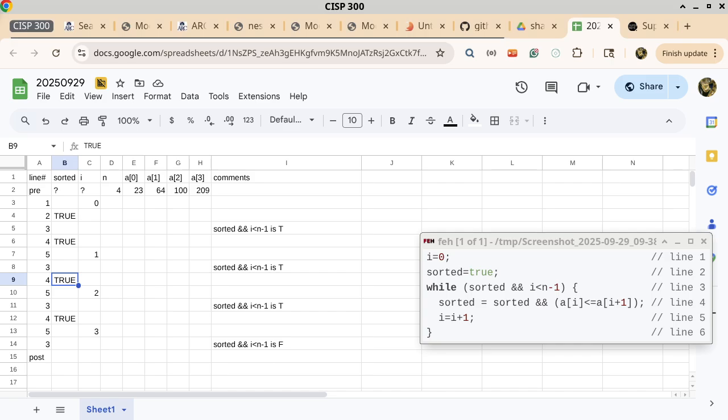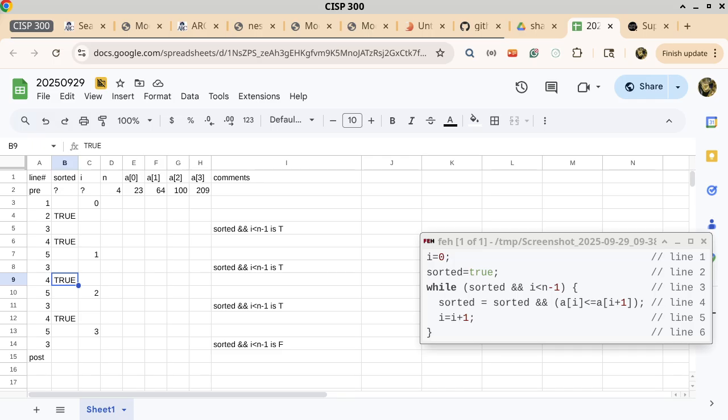We somehow figure out that true is the value of the right hand side of the equal, and then we store that into the variable named on the left hand side of the equal, which is sorted. So that's the most immediate way to explain it. But then what you're really asking is why the right hand side of the equal evaluates to true. Okay, that's what you're really asking.